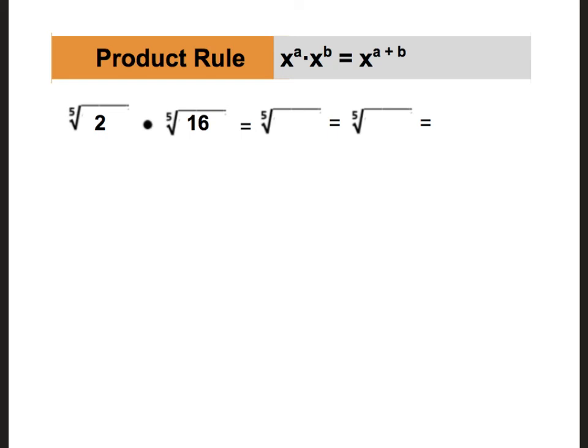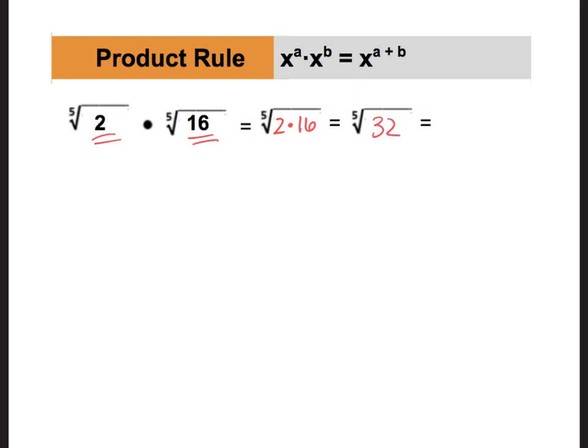All right, the second type of problem you'll see is something like this. We have the fifth root of 2 times the fifth root of 16. In order to combine those, you can multiply the things underneath your roots. So I'm going to do 2 times 16. When I do 2 times 16, I get 32.